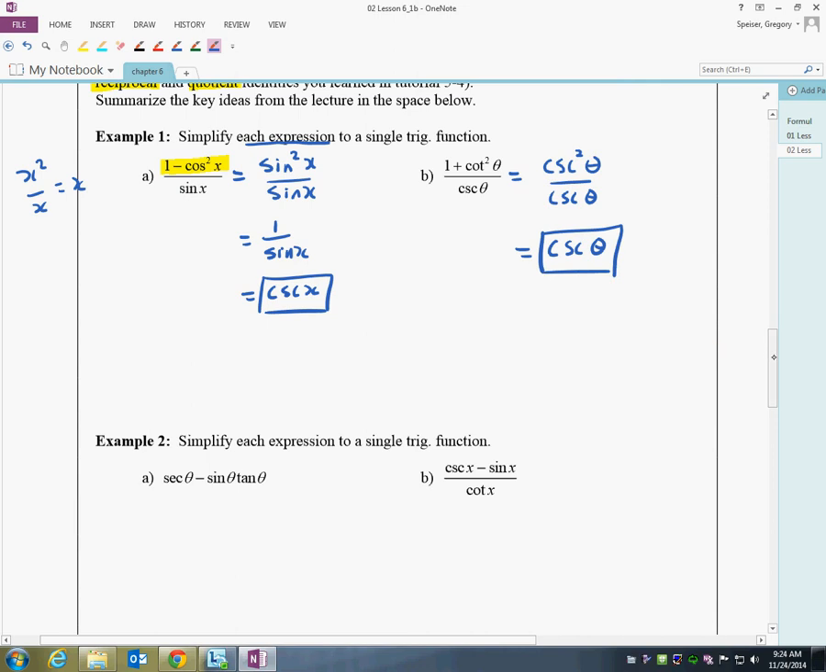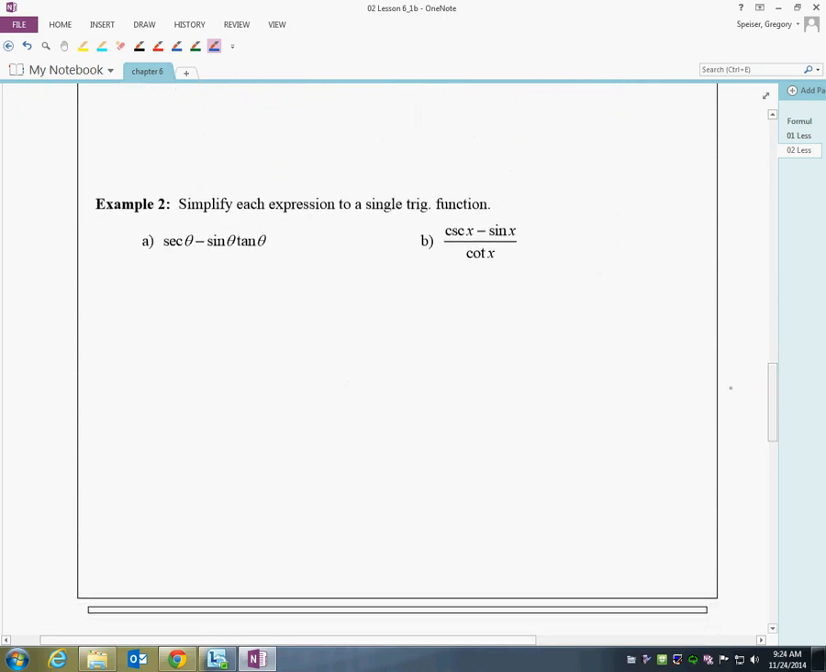Okay, let's try out example number 2. Simplify each expression to a single trig function. All right, so how about we take this approach: why don't we put everything in terms of sine and cos? So secant is the reciprocal of cos. So here I'll say 1 over cos theta minus sine theta multiplied by tan, which is the same thing as the sine of theta over the cos of theta.